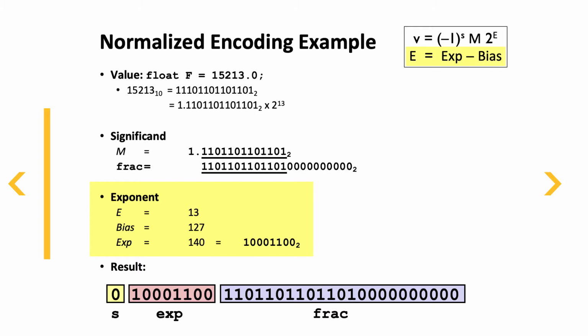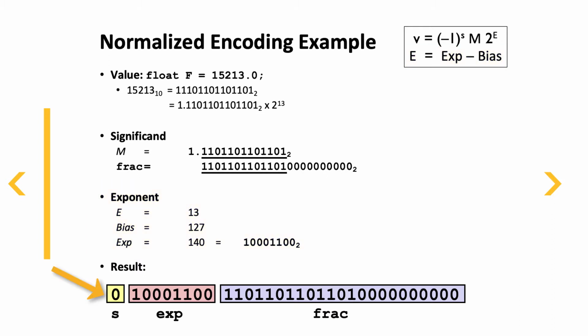Now we can look at this equation up here, E equals EXP minus the bias. Do a little algebra. We find out that the value of EXP is going to be E plus the bias. So we add those up, we get 140. That's what is going to be directly encoded into the bits of the EXP field. So we just convert that to binary as though it's an unsigned integer again. And 140 ends up being 10001100. So we just fill in the EXP field with those bits.